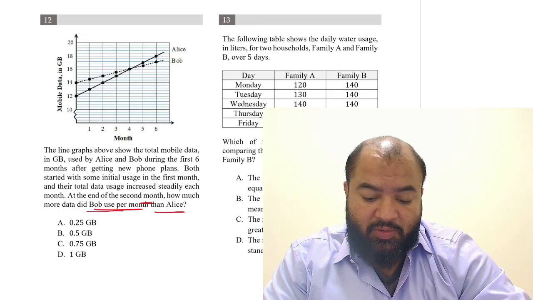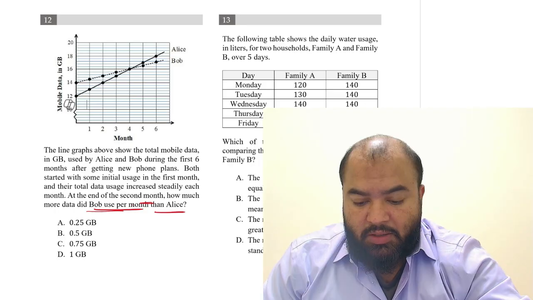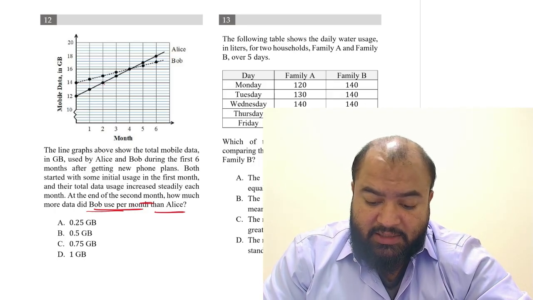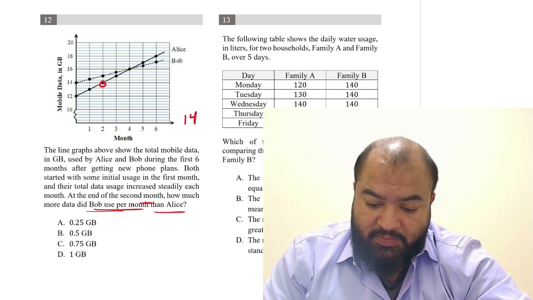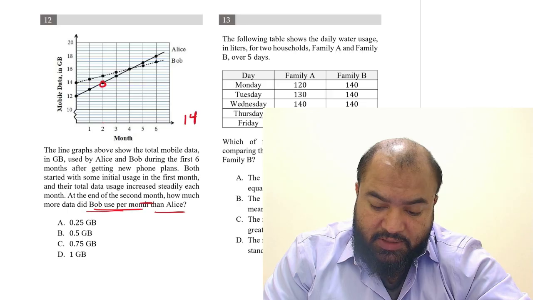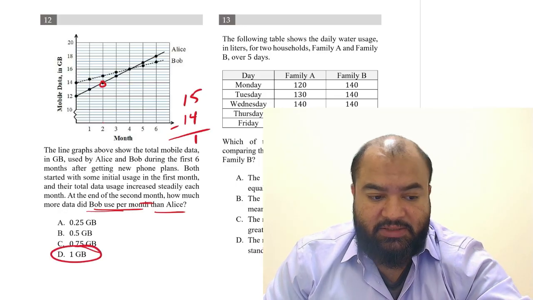Now let's take a look. Mobile data in GB, and this is the month. This is the second month. At the end of the second month, Alice used 14, and Bob used around 15. So if you subtract them, that's 1 GB. There's the difference. This is an easy one.